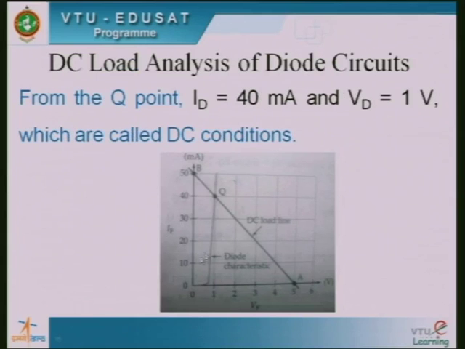Here you can see that this is the VI characteristics of the diode, and this straight line is the DC load line, representing the DC load. The intersection of this DC load line and the VI characteristics of the diode provides one intersection point that is called the Q point, that is the quiescent point. Quiescent means silent, that is, in the absence of the AC signal, whatever DC condition exists is represented by the Q point.